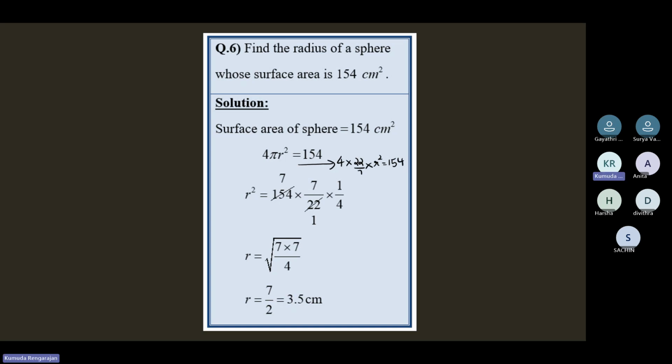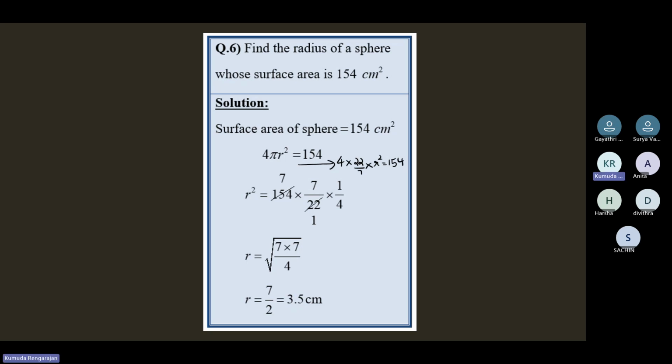So r will be equal to the square root of 7 into 7 by 4. From the 2 sevens, one 7 comes out, and the square root of 4 is 2. Or you can multiply: 7 sevens are 49, and the square root of 49 is 7, and the square root of 4 is 2. So 7 by 2, which is 3.5.